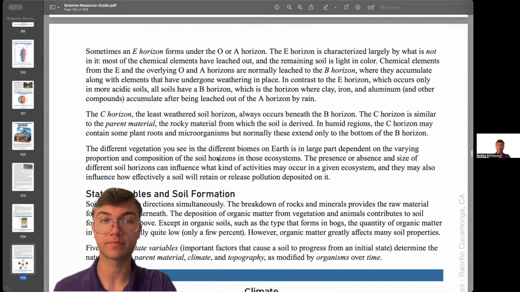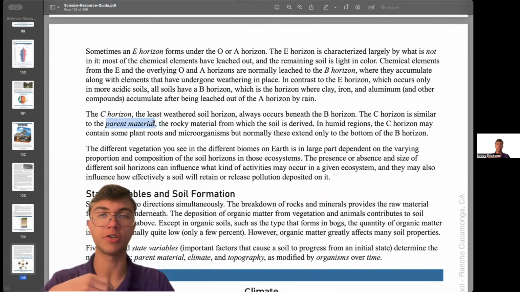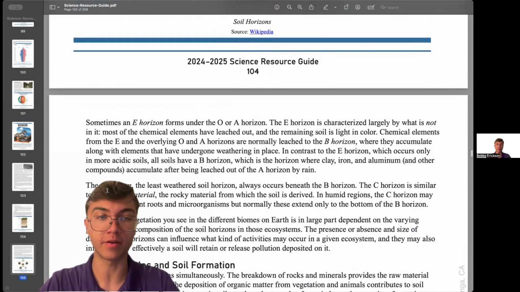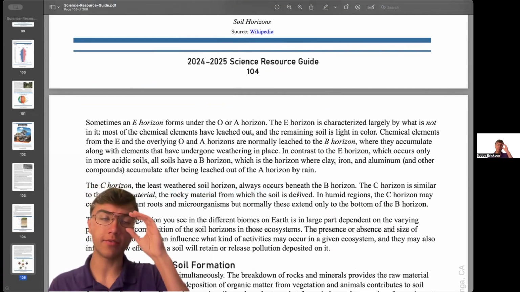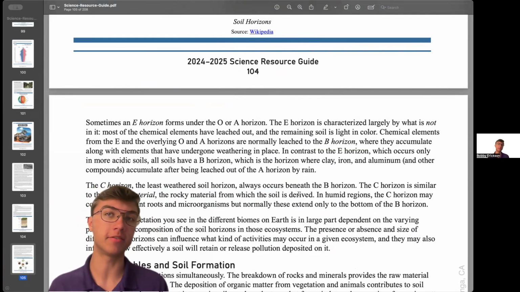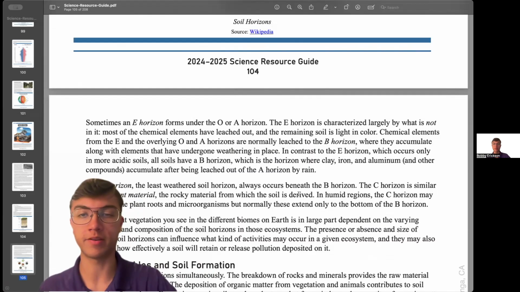And so we here can see that the C horizon is similar in composition, at least, which means what it has inside of it is very similar to the parent material, which is where all of the rocky material from that soil is actually coming from. So if you're thinking about, well, where does all of the rocks and such that make up these soils come from? Well, they come from the layers below, which is the parent material.